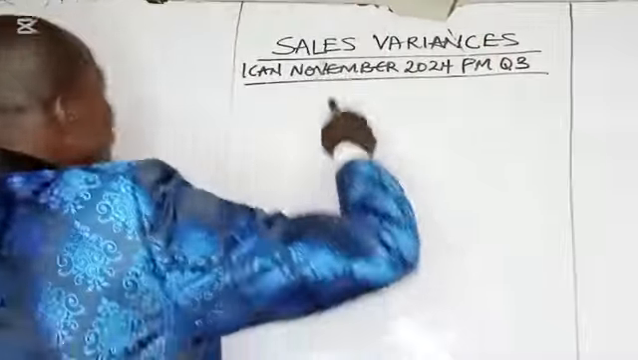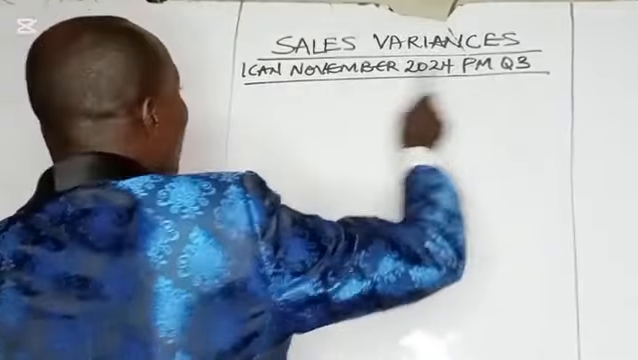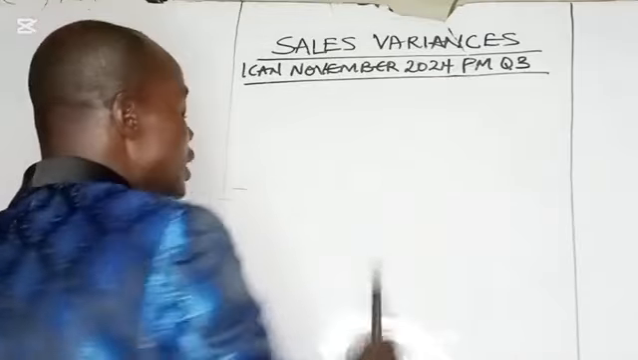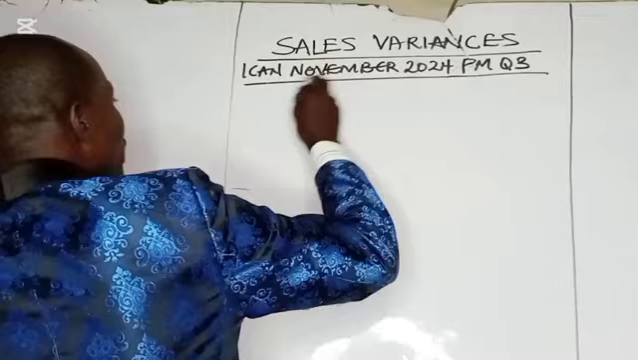So in today's lecture, I will be examining sales variances using question number 3 of ICAN November 2024 performance management as a worked example. Sales variances.